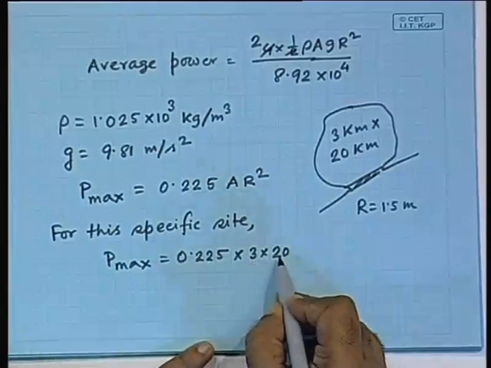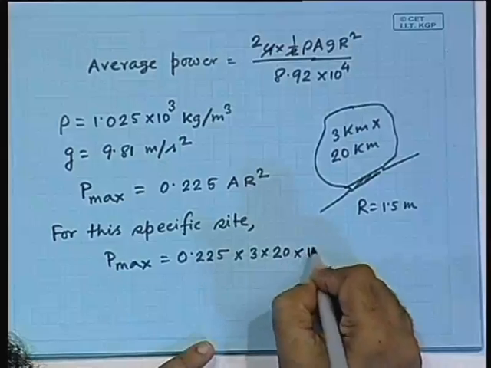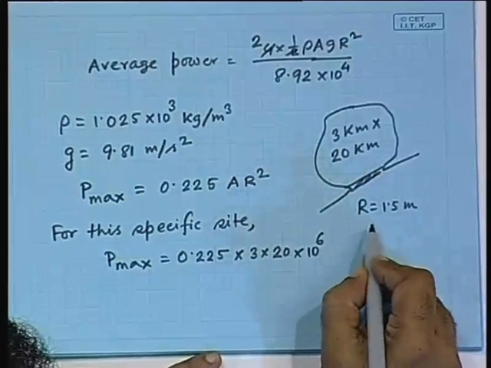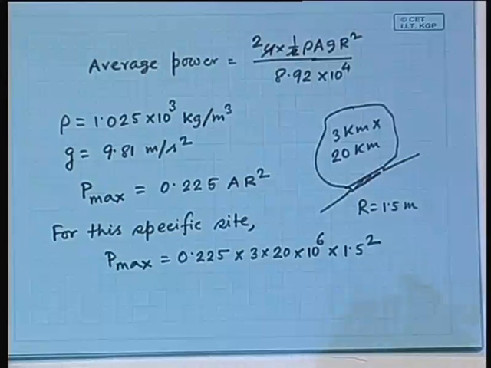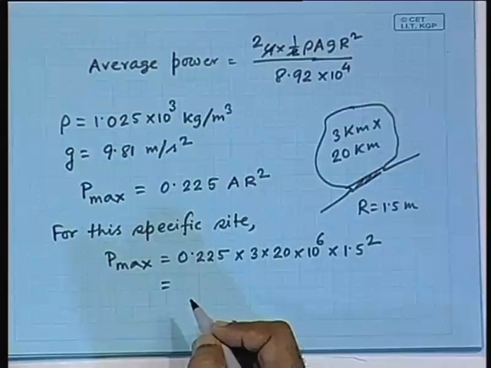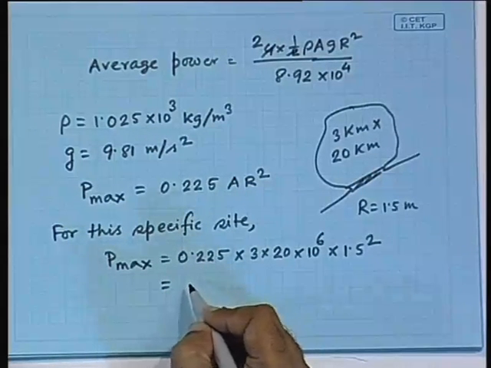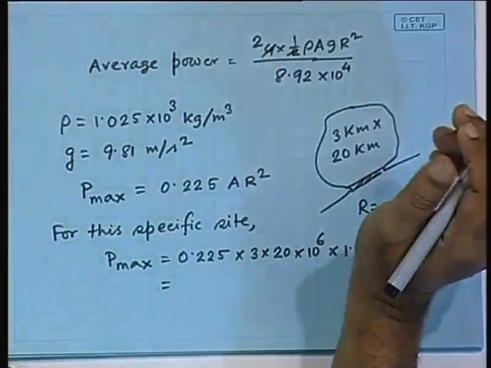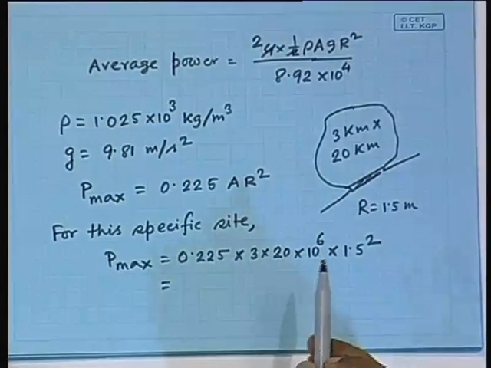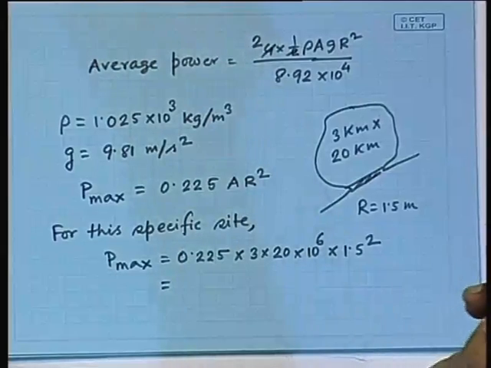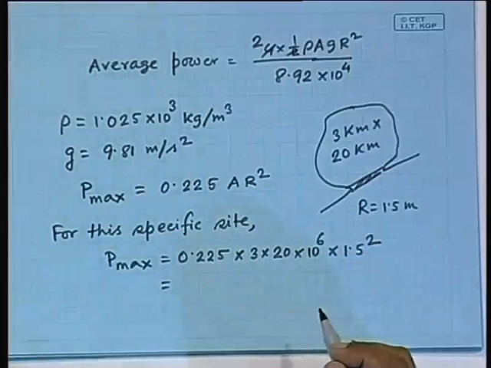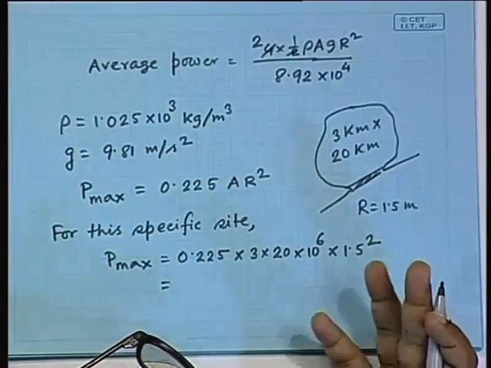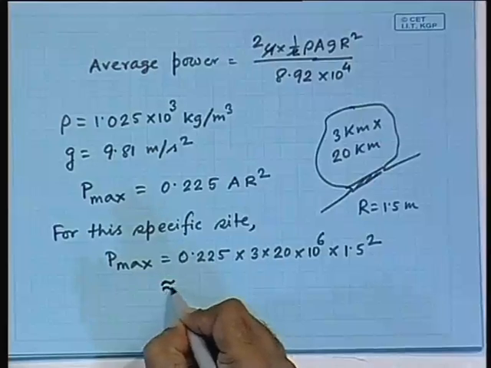Three was kilometers, so that has to be 10 to the power 3, so into 10 to the power 6 times, fine. This comes to be how much? Around 30 megawatts. Around 20 megawatts. How much does it come to be? Okay. Yeah, I guess it will be close to 30. So, approximately 30 megawatts.